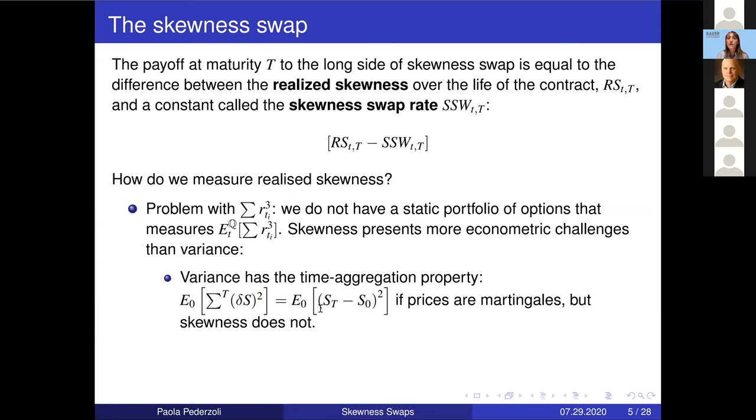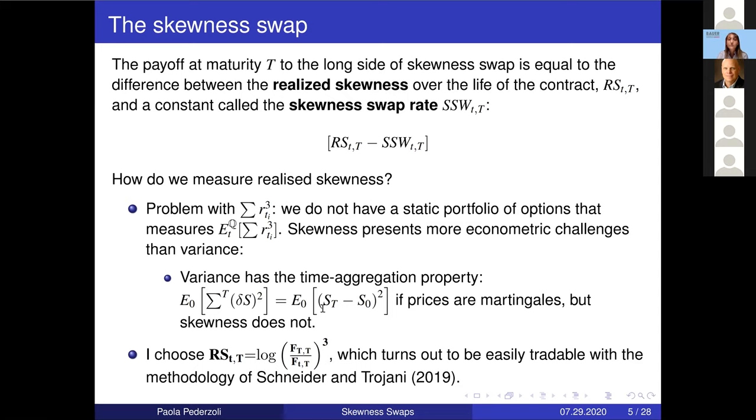So skewness is more challenging. So what do I do? Well, because I want to keep a simple strategy, a static portfolio of options, because I don't want to rebalance my portfolio of options, otherwise I have a high trading cost. And I also want to have a model-free methodology, then the price I have to pay for this is to choose a definition of realized skewness at the low frequency of returns.